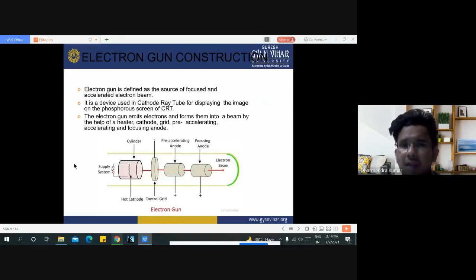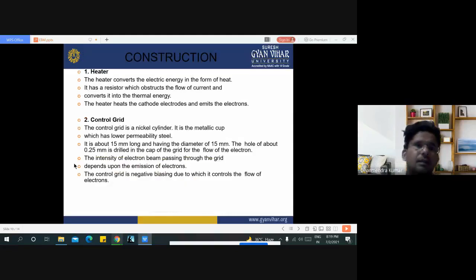The electron gun is defined as the source of a focused and accelerated electron beam. It is a device used in a cathode ray tube for displaying the image on the phosphor screen of the CRT. The electron gun emits electrons and forms them into a beam with the help of a heater, cathode, grid, and pre-accelerating, accelerating and focusing anodes. This is the basic construction of the electron gun. Here is the description of all the components associated with the electron gun.